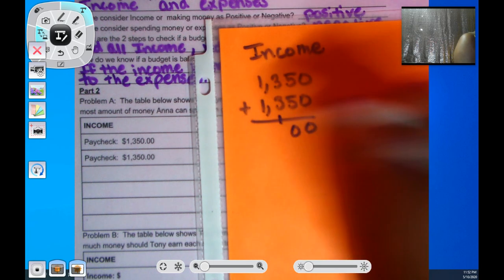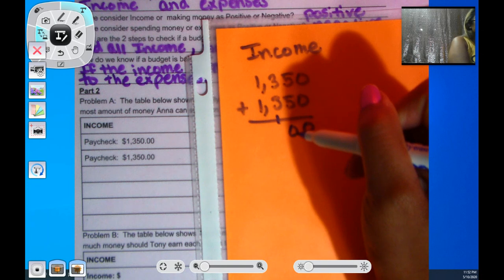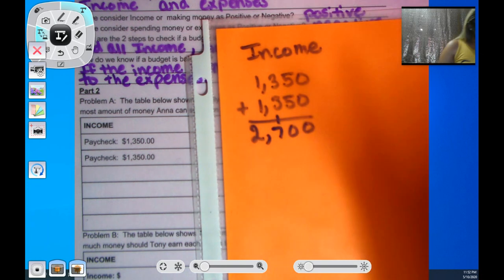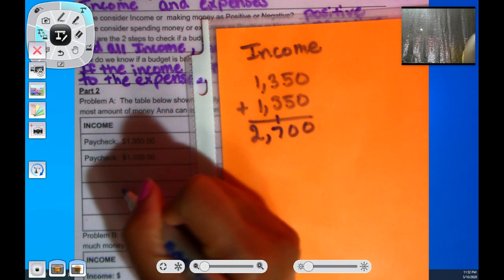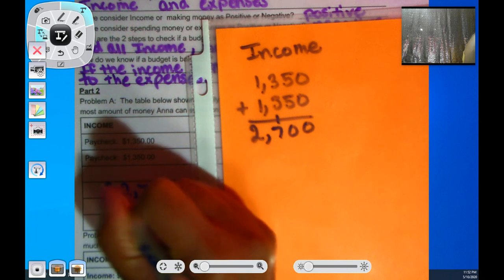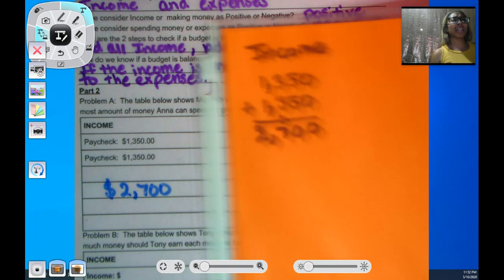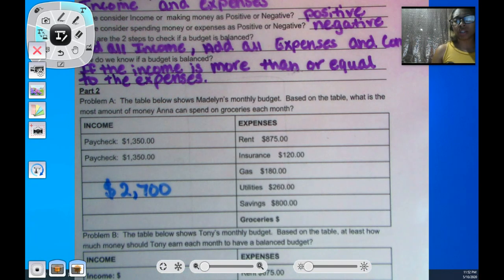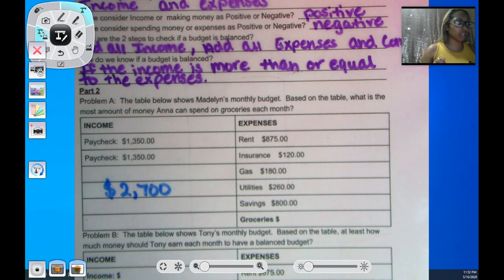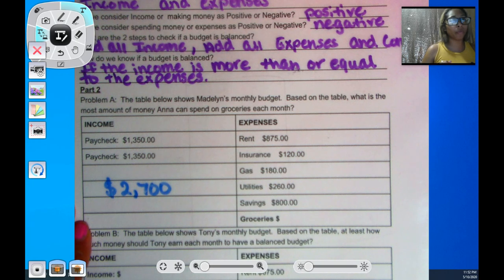We're regrouping the 10 tens to make 100, and now we've got 7. So 2,700. I'm going to go ahead and write that here on our guided notes that this is how much her income is. So that's the max amount of money that she has. She doesn't have any more. That's it based on those 2 paychecks for this budgeting cycle.